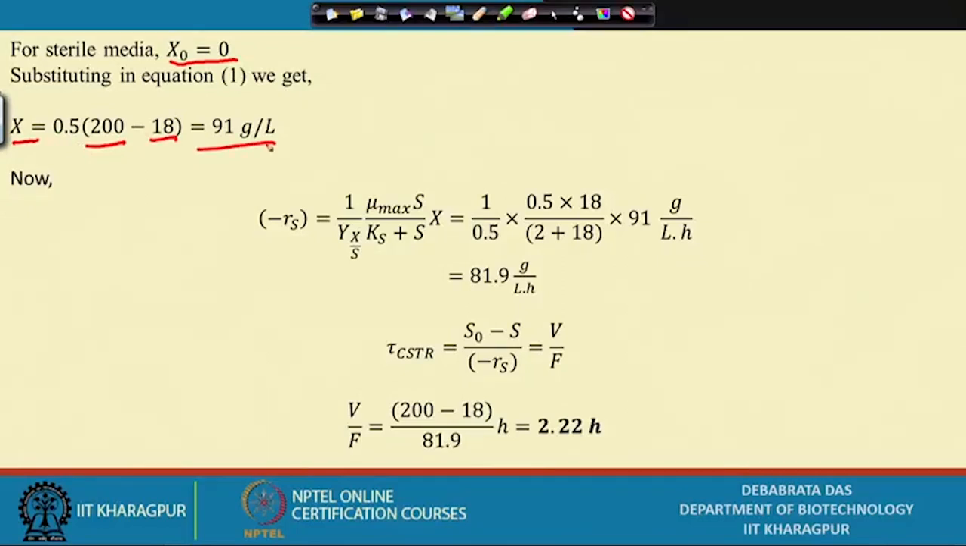Now, what is the R_s value that we have written? This is the equation. In this equation, we can put the values of Y_X/S, mu max, S, K_s, and X; all the values are available with us, and we find this is 81.9 grams per liter per hour. Now, tau for the CSTR we have to find: this is (S0 minus S) by minus R, which is equal to V by F. S0 is 200 grams per liter, S is 18 grams per liter, and this rate of substrate degradation is 81.9. So, this will give 2.2 hours.